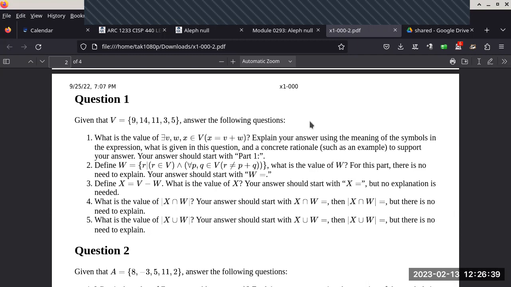Okay, so let me type here what I have as an explanation. And the difficult part is, okay, I know how to do this.